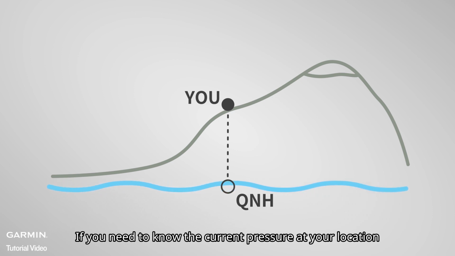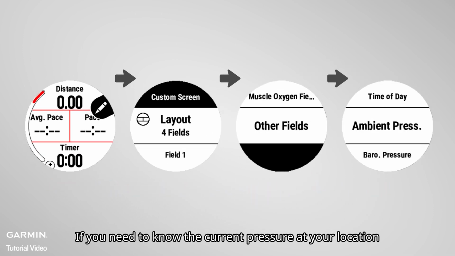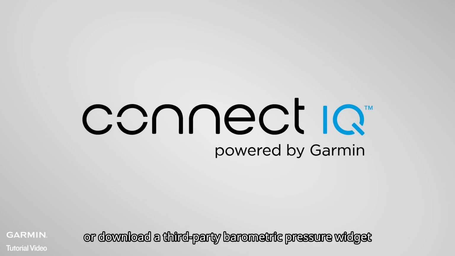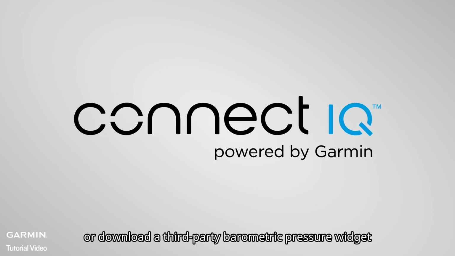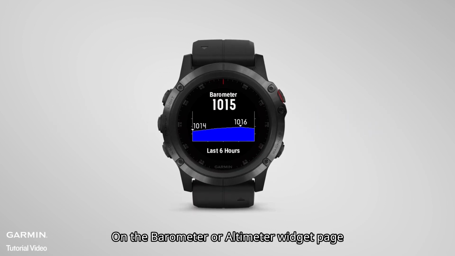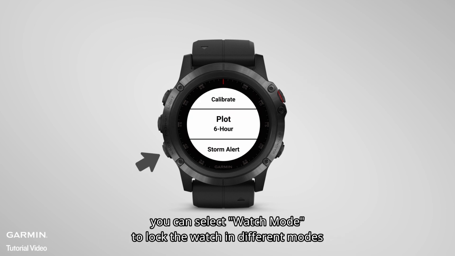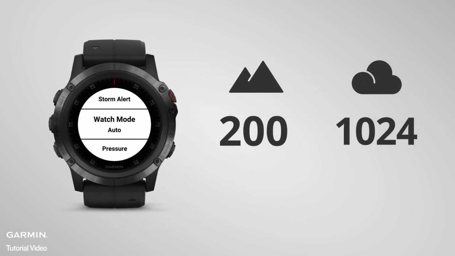If you need to know the current pressure at your location, you can add ambient pressure in the customizing data screen from your activity setting page, or download a third-party barometric pressure widget. On the barometer or altimeter widget page, press the start button to enter the setting page. You can select watch mode to lock the watch in different modes.